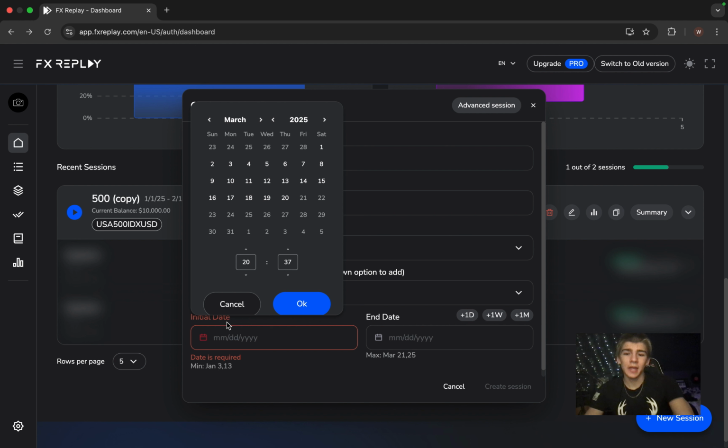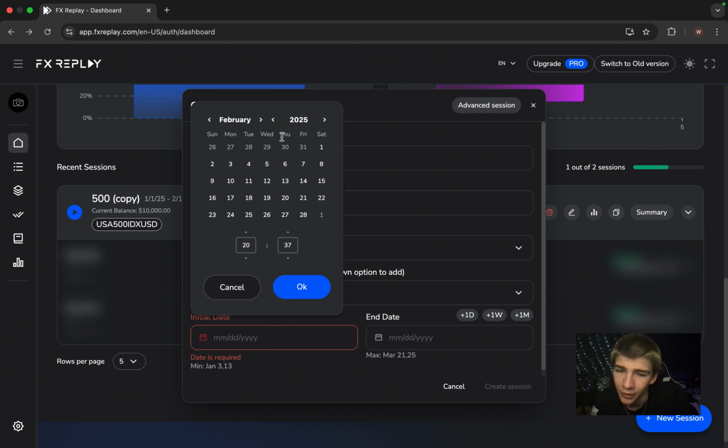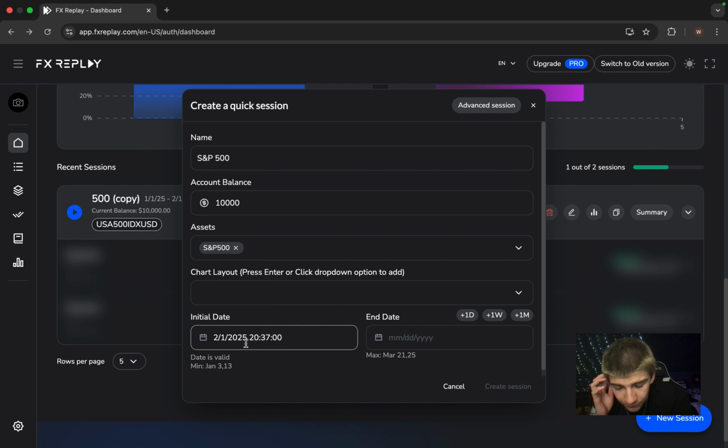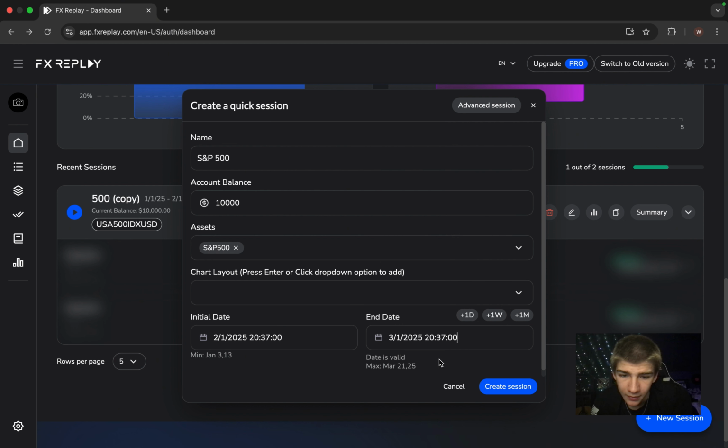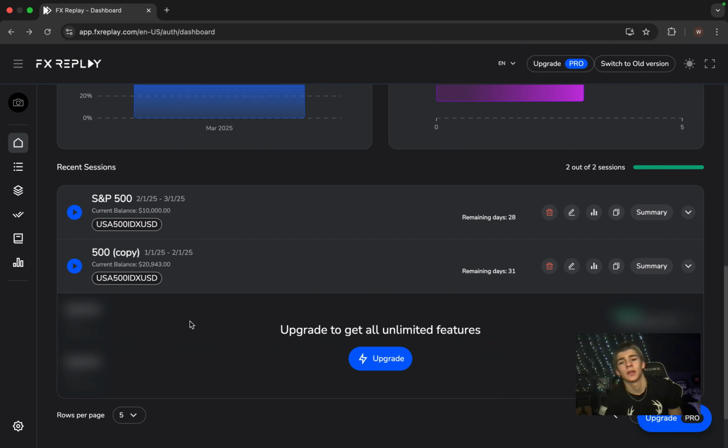And then the initial date. This is tricky to figure out at first, but you literally have to go back a month. I go back a month, click this, and click OK. What that does is set last month as when the trading starts, and it ends this month on the 1st. So that's 1 month of trading that you can review. It's obviously quicker, which I'll show you. So click create session, and there you go.